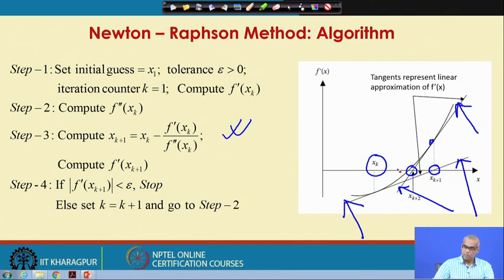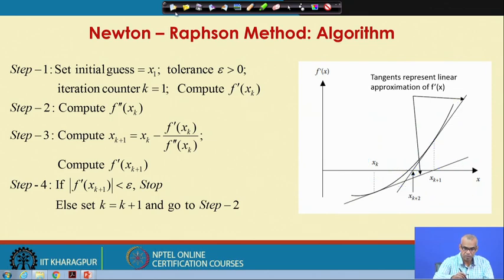So, this way we will proceed till convergence, and the convergence check is that the absolute value of the first derivative has to be very small, ideally 0, but it has to be very, very small in practice.